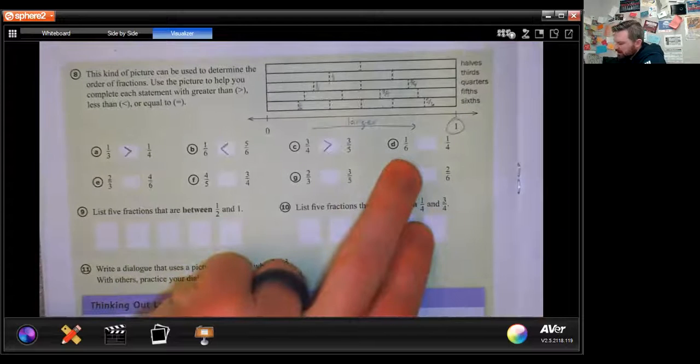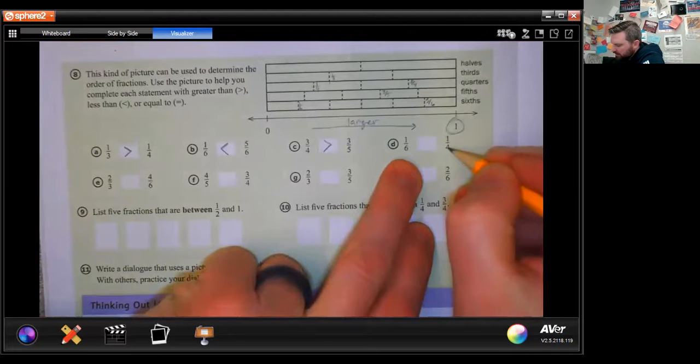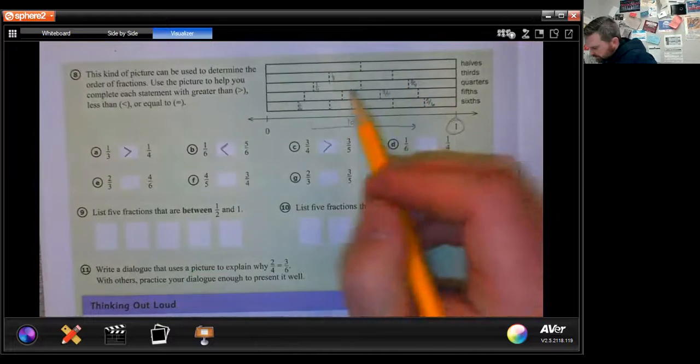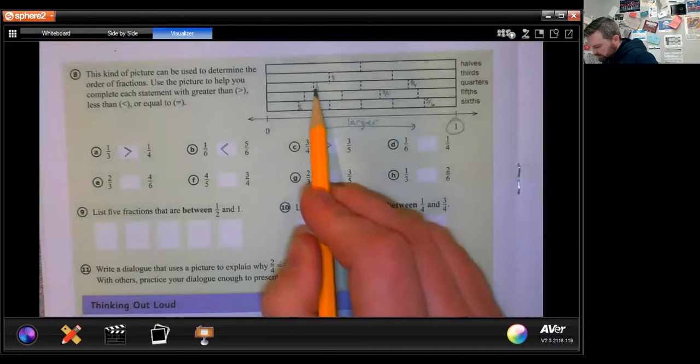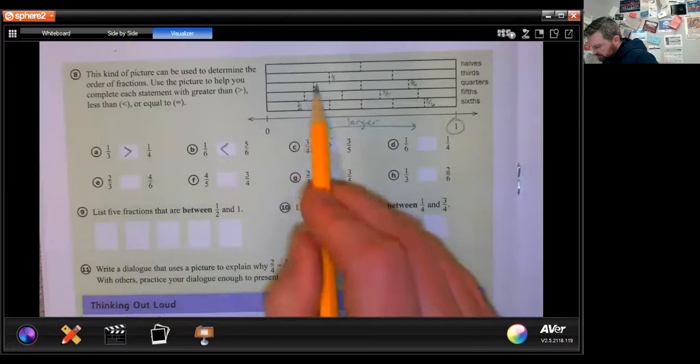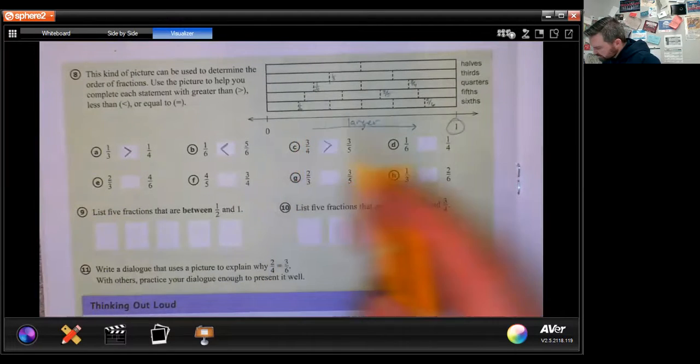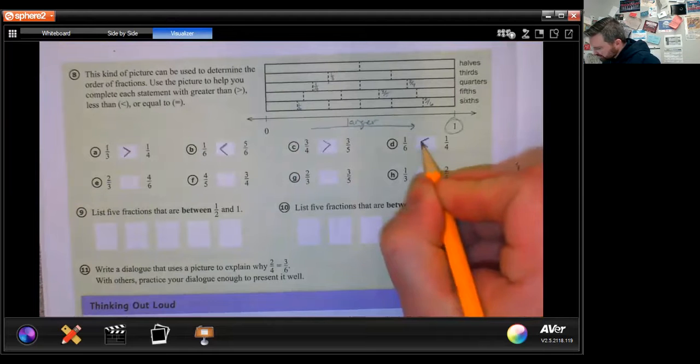A sixth and a fourth. So here's a fourth, and here's a sixth. So a fourth and a sixth. Which one's further to the right? A fourth is, so a fourth is bigger.